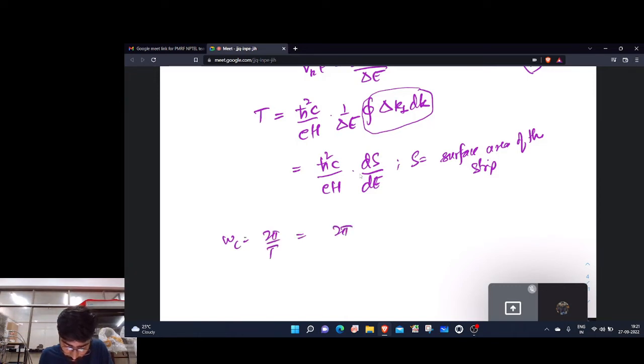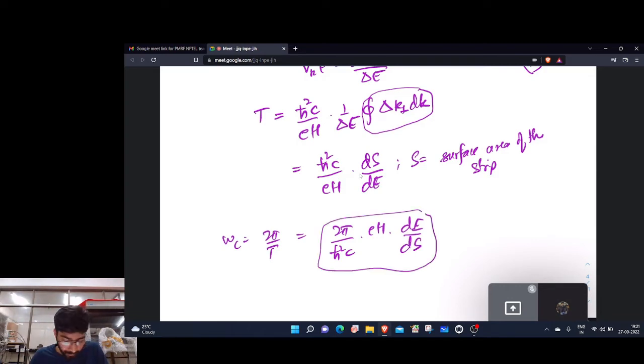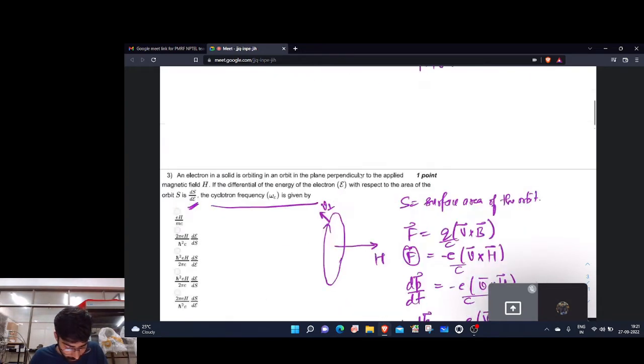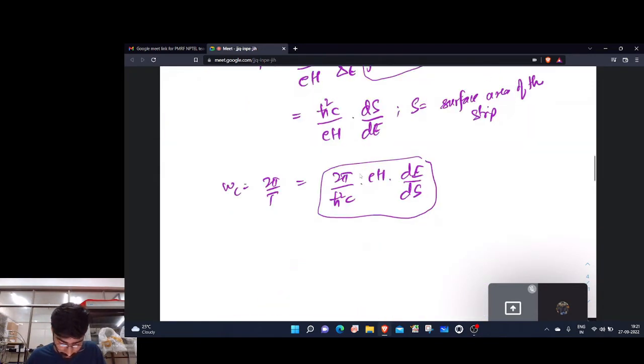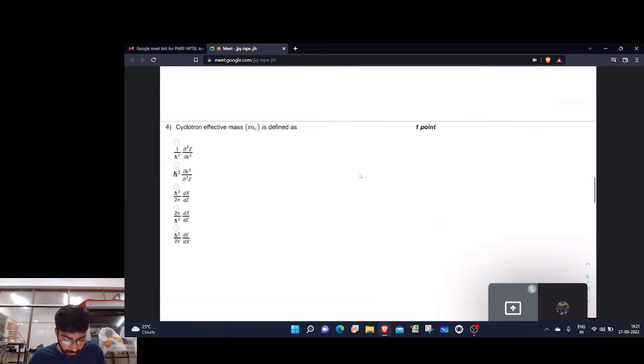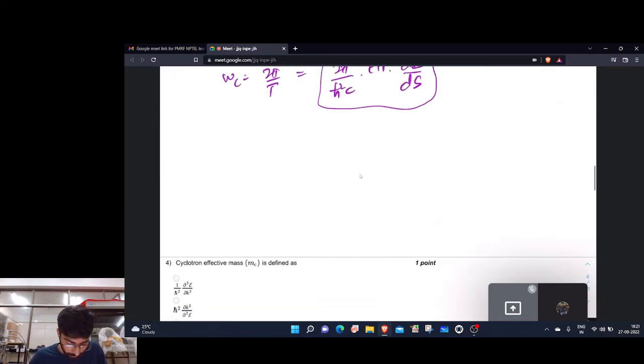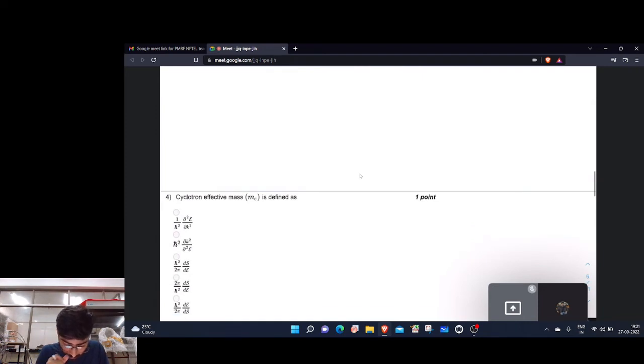it becomes 2 pi divided by ħ square c. eH goes in the denominator and becomes dE by dS. So this becomes the angular frequency, and therefore 2 pi eH by ħ c times dS by dE by dS. So the correct option becomes option 2, dE by dS.